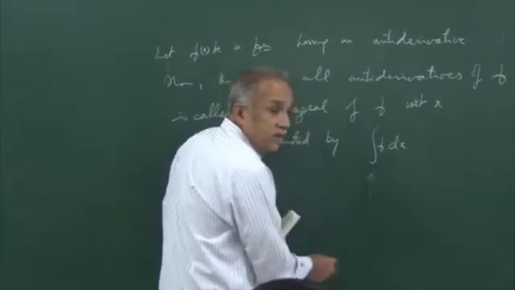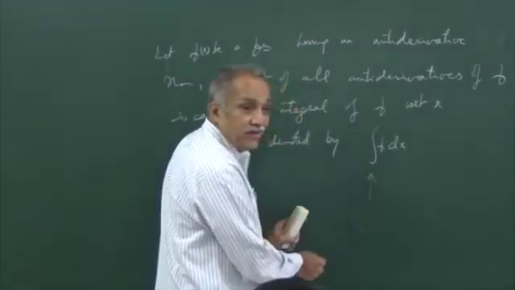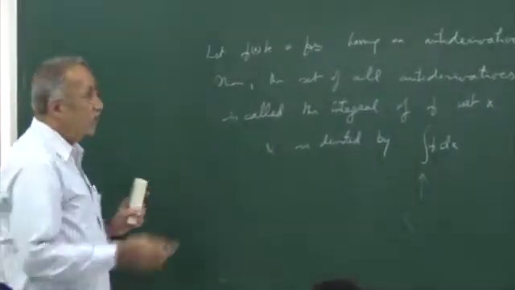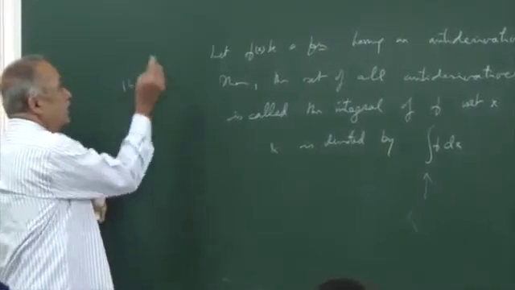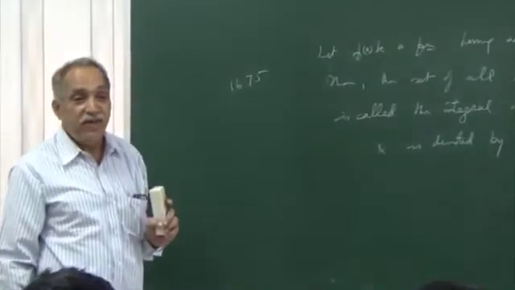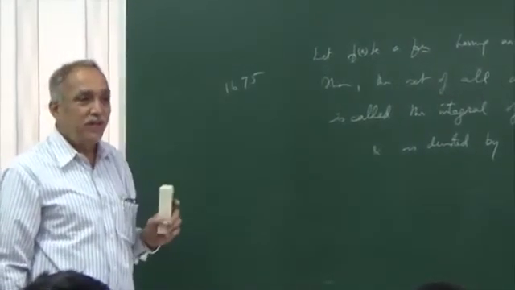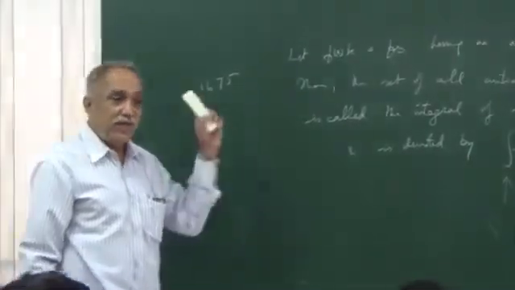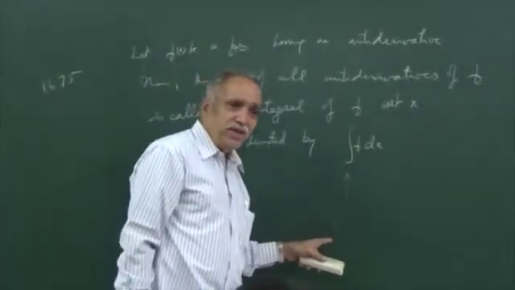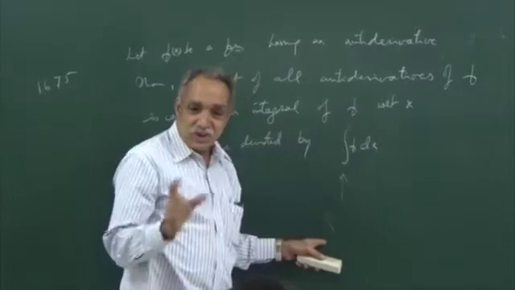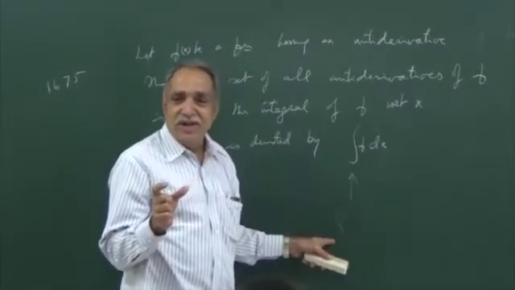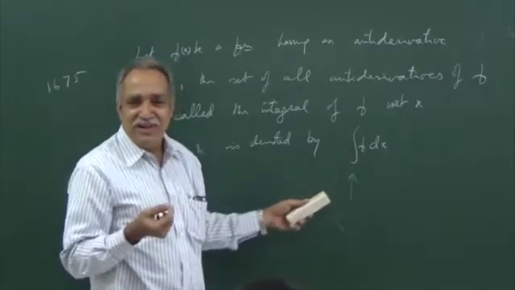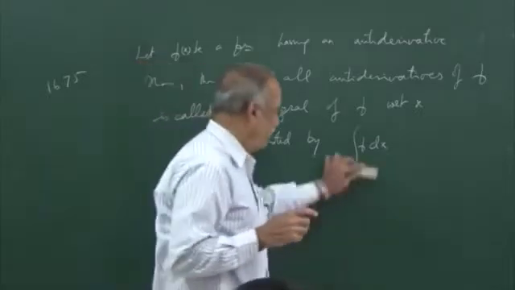This is just an elongated S. The symbol was first used by Leibniz. The use was made in 1675. From 1675 onwards, this symbol has been in use to represent the integral of a function. Leibniz was the first person to use it. Why did he use this letter S? It is the first letter of the word summation. What has summation got to do with integration? We will learn it later, not for the present. Okay.